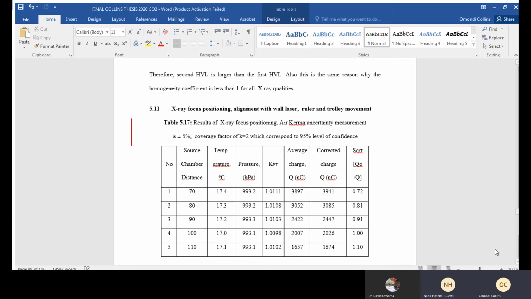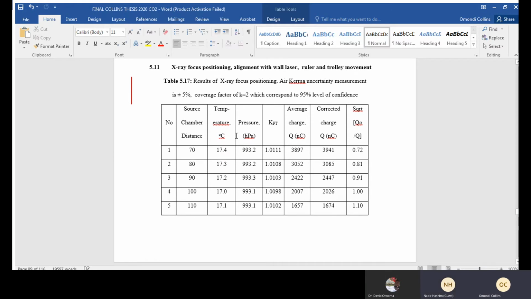The last stage was on the physical property. At a distance of 100 centimeters from the source, I moved the chamber across the field, in this case from 70 to 110. Then I took the values of temperature and pressure, corrected. These are the average values.